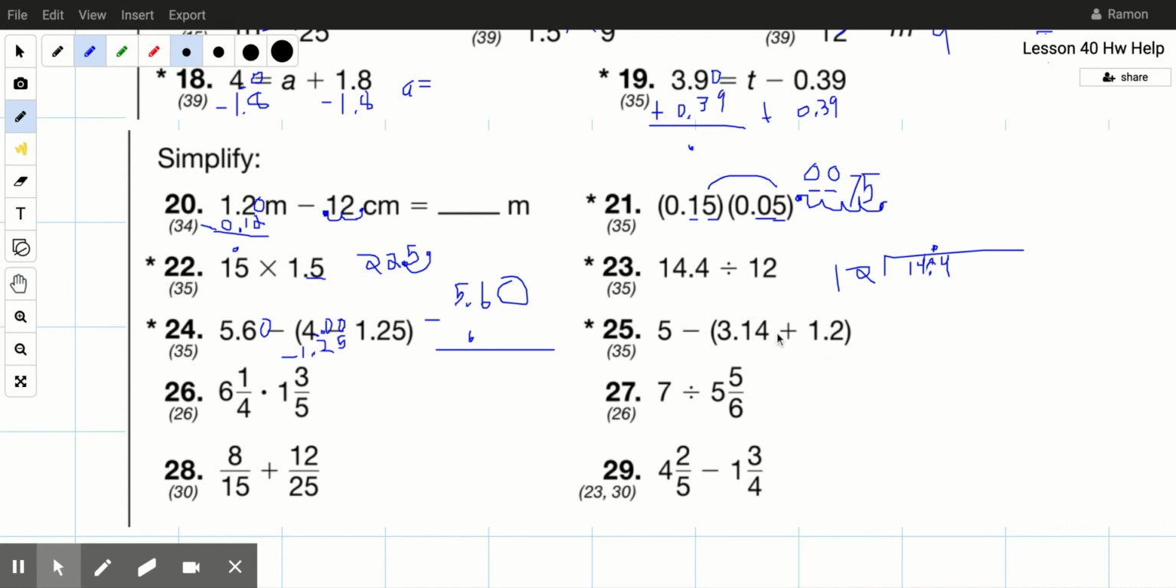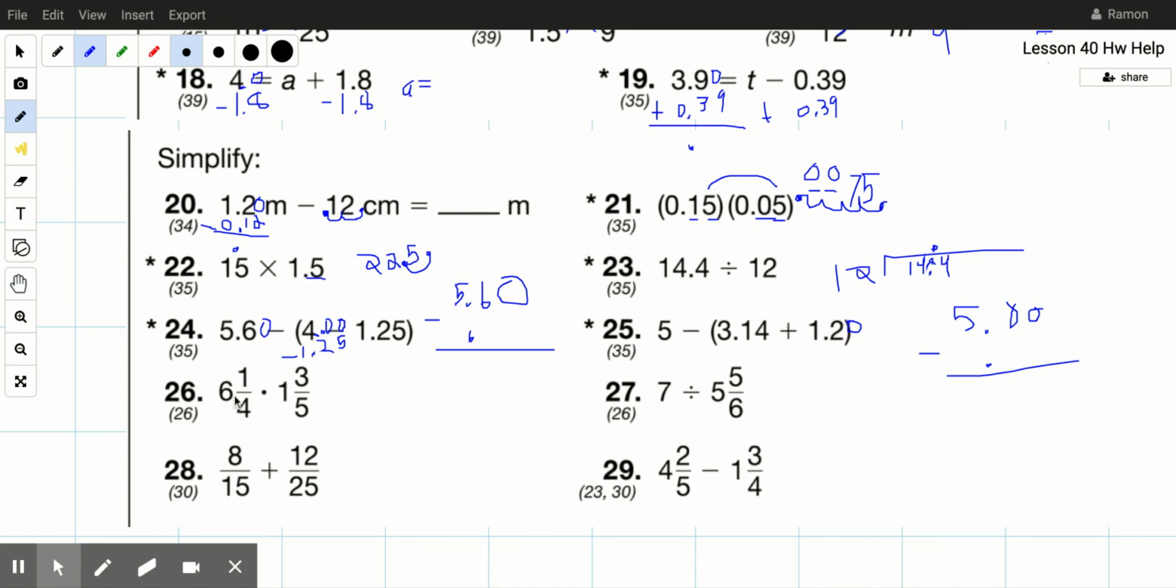25, we're going to add 3.14 and 1.20 first. Once you've added those, you're going to subtract that sum from 5.00. And again, we add terminal zeros so that we have the same number of digits after the decimal as in both terms.